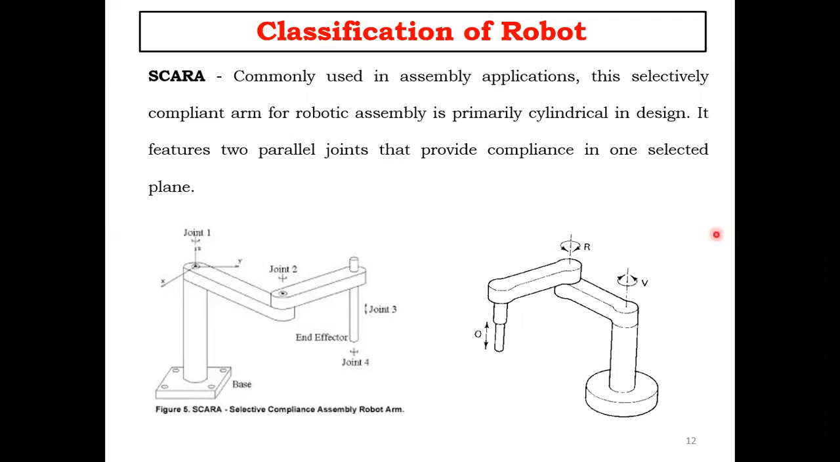Okay, that means here we are using two rotary and one prismatic joint. That is, joint one is a rotary, joint two is a rotary, joint three is a prismatic. It is connected with the end effector. This is mostly used for pick and place applications, that is, assembly applications.